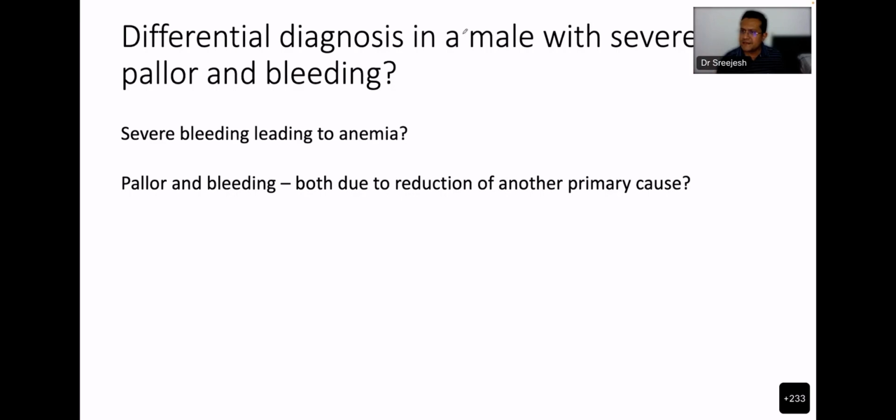Can you have aplastic anemia? Yes. You can have anemia and bleeding in aplastic anemia and acute leukemias. You can have a situation where there's autoimmune hemolytic anemia with thrombocytopenia. So in that you can have anemia because of autoimmune hemolysis, and thrombocytopenia is also autoimmune. Okay, it's called Evans syndrome. So you can have ITP.